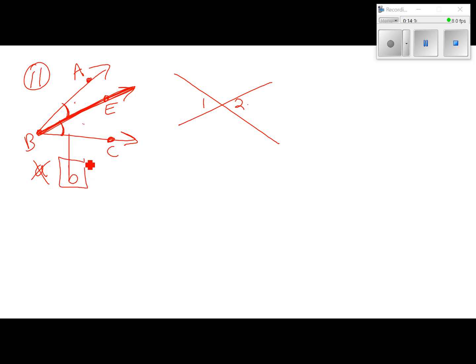But we need to check the rest to see if any of the other answers are also correct. Points A, B, and C are collinear. Collinear means on the same line. Well, those 3 points don't fall on the same line. Those 3 points make an angle, so they don't fall on the same line. And then D says none of these. Well, we already know that B works, so D can't be right either.